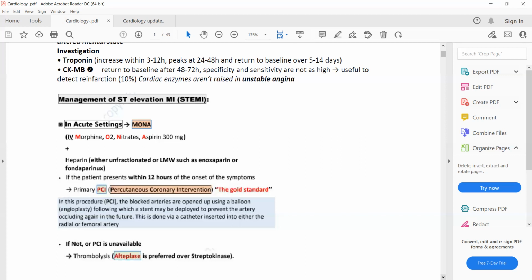If the patient presents to you within 12 hours of the onset of the symptoms, and if PCI is not available and cannot be done, then thrombolysis is done. Two drugs can be used for thrombolysis. One is alteplase and another is streptokinase.